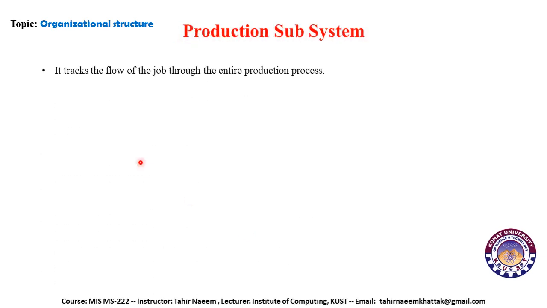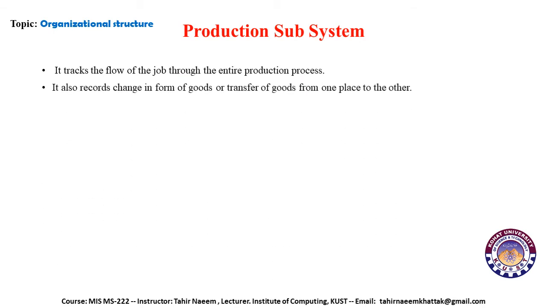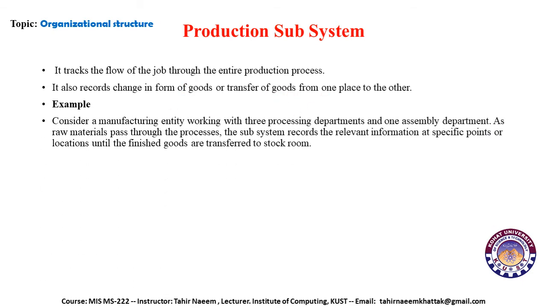Production subsystem: it tracks all the flow of jobs through the entire production process. It also records changes in the form of goods or transfer of goods from one place to the other. Example: here I am giving you an example. Consider a manufacturing entity working with 3 processing departments and 1 assembly department. As raw material passes through the process, the subsystem records the relevant information at specific points or locations until the finished goods are transferred to the stock room.